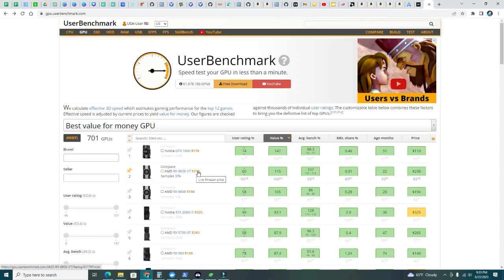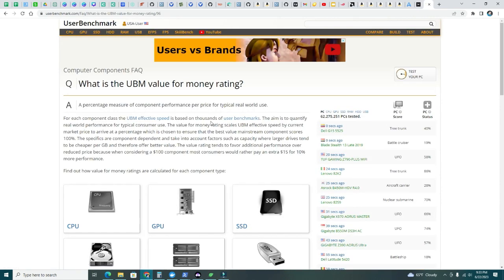So apparently what it means is, for the amount of dollars you're paying, you get pretty good performance, right? A percentage measure of component performance per price for typical real-world use. So this is what I got. I feel pretty good that, even though it's not the best GPU out there and has 8 gigs of RAM, in terms of price versus performance, I feel comfortable. If you're going to purchase one, it comes in second place.